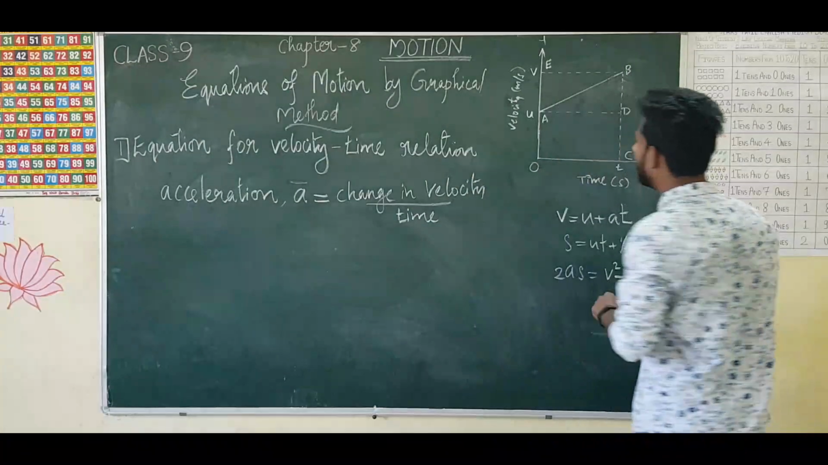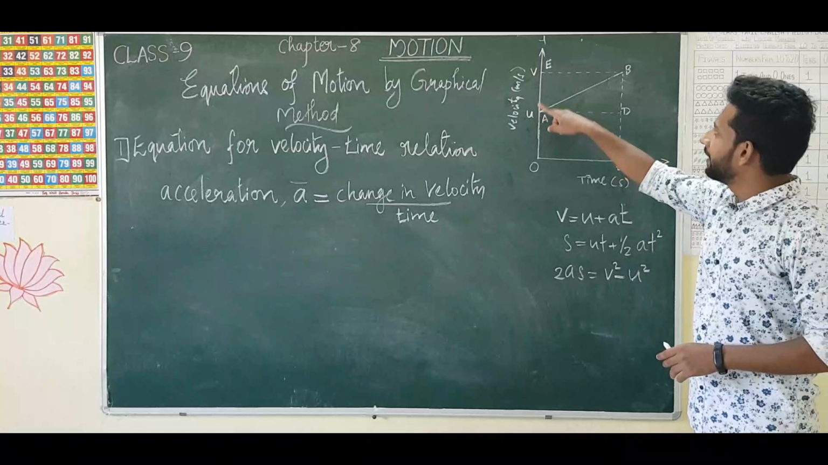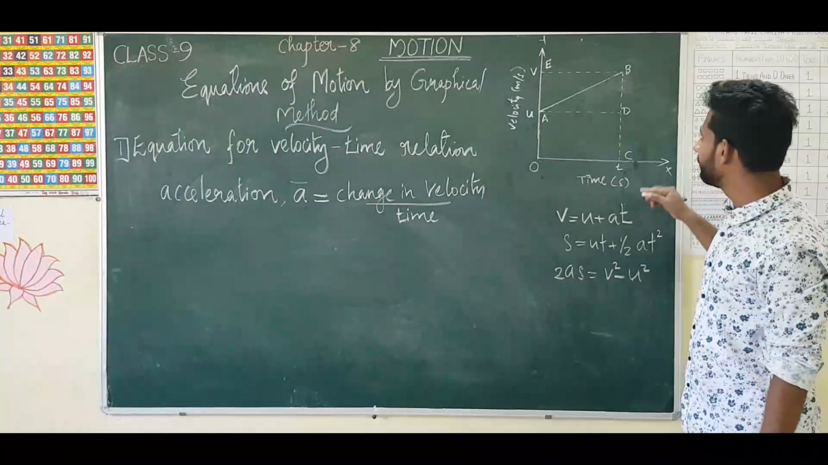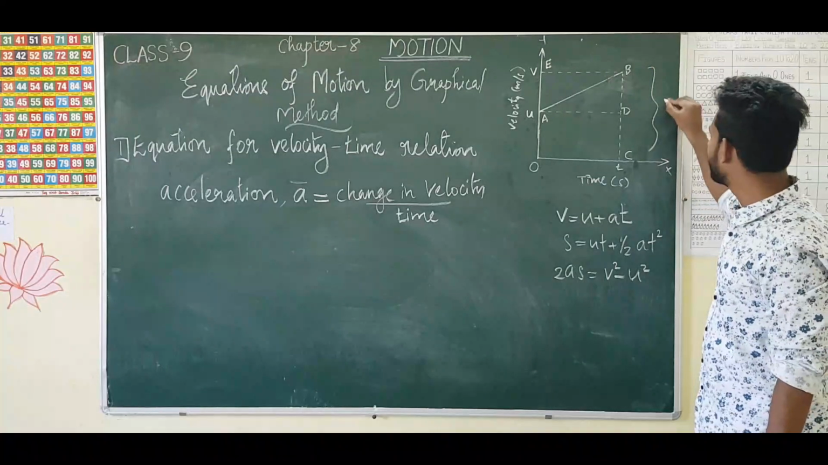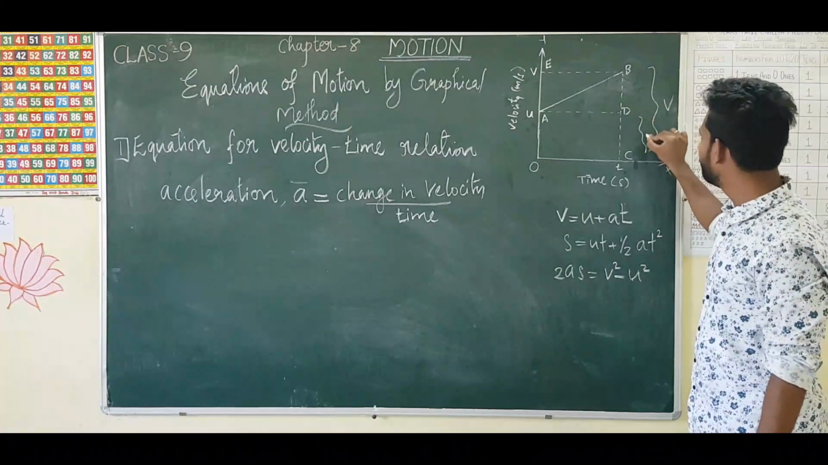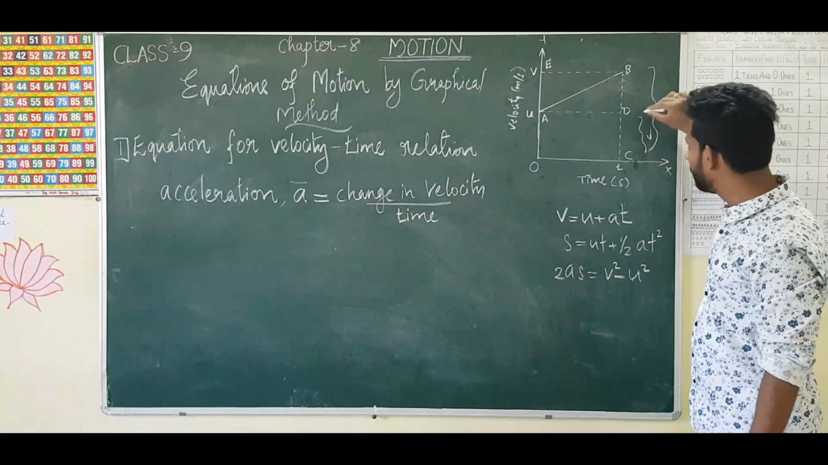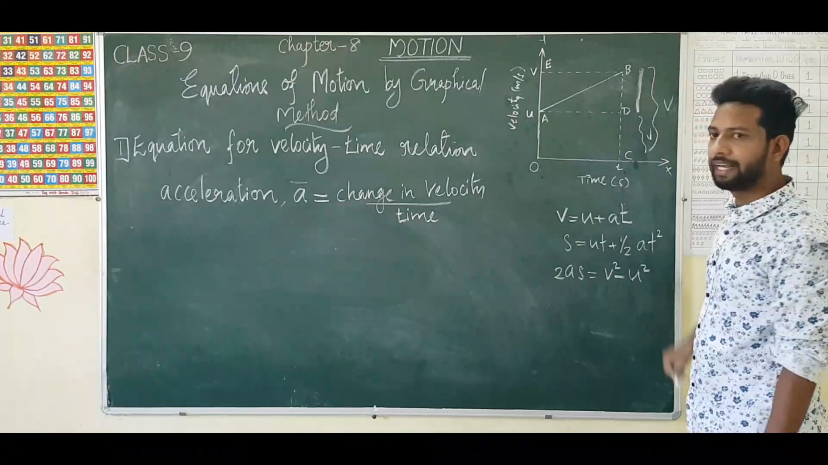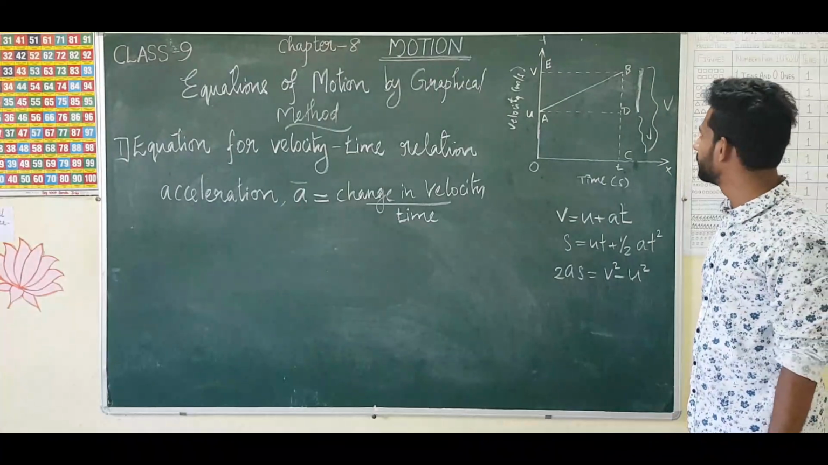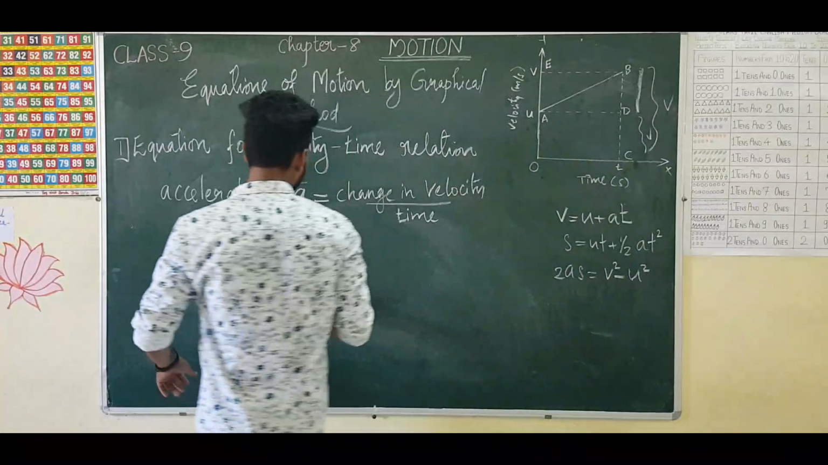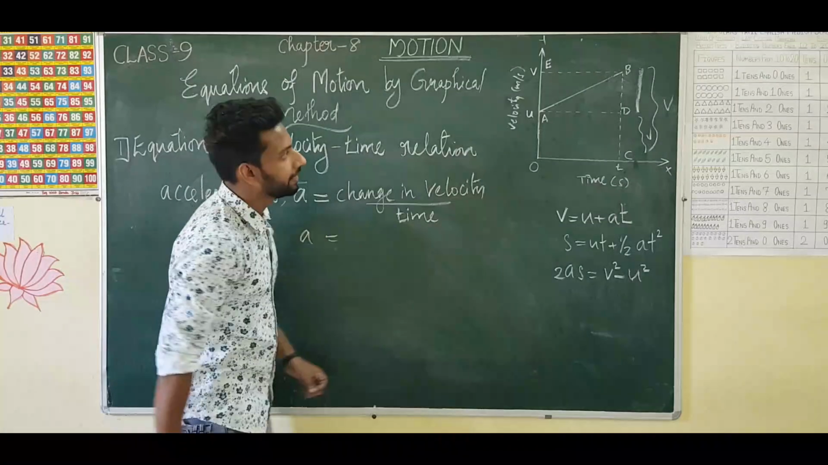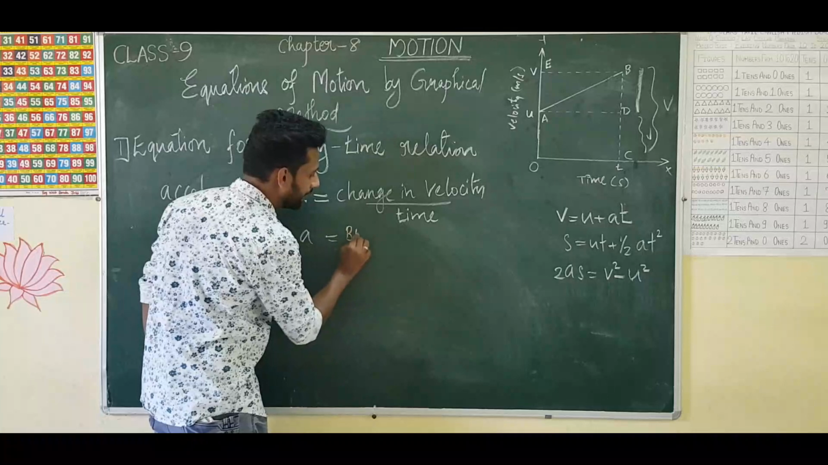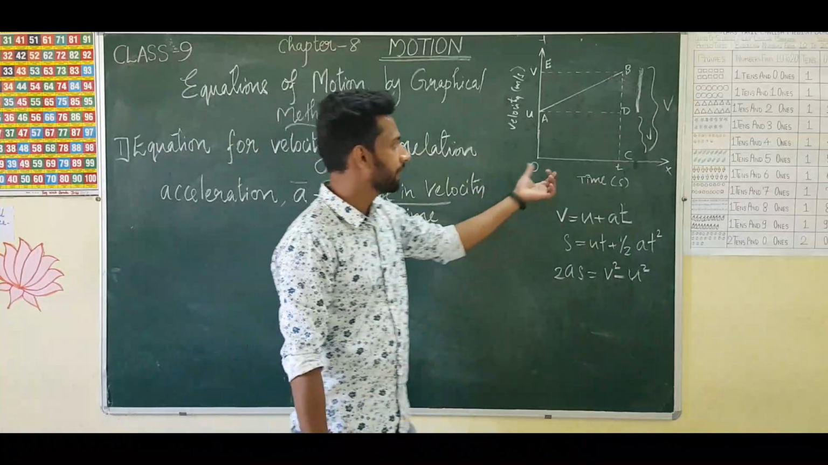Now we can move to the graph. Here v is the final velocity and u is the initial velocity. So what will be the change in velocity? The velocity starts changing from u to v. This value will give the change in velocity. So I am writing in letters a equal to, what is change in velocity? This can be represented by BD. BD divided by, then what is time? Time equal to OC.